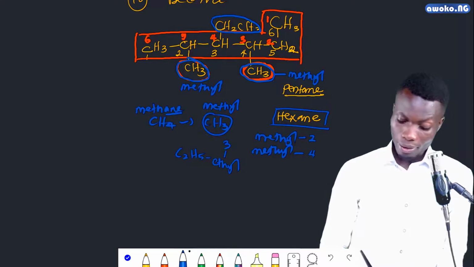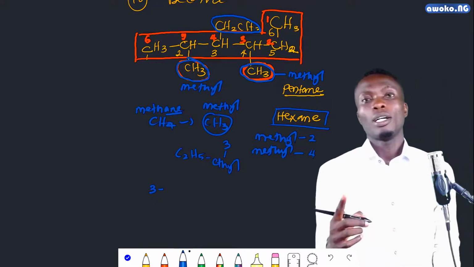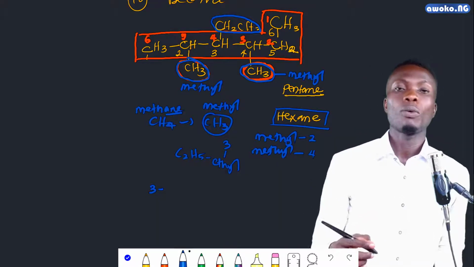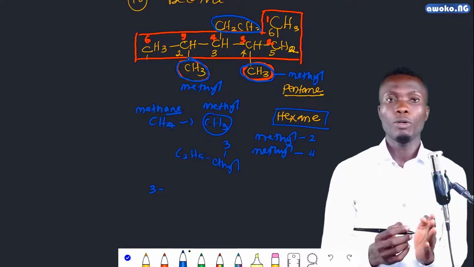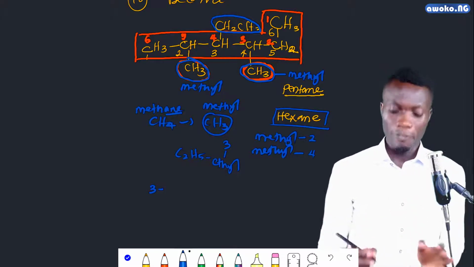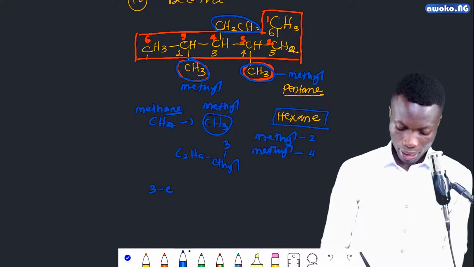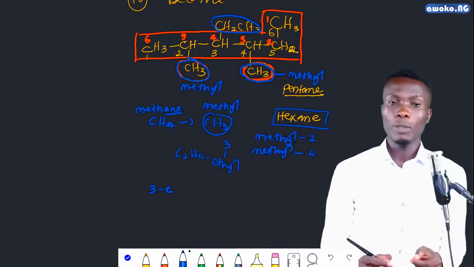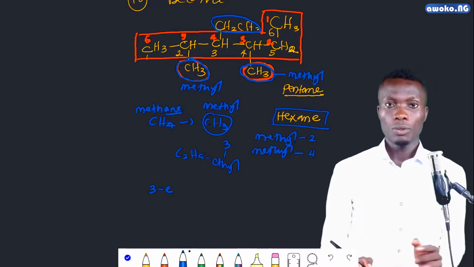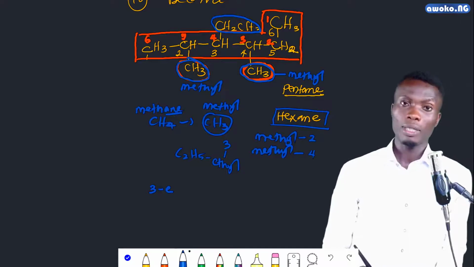We said ethyl will come first, and ethyl is on position 3. So we now have 3-ethyl. Now, another rule in organic chemistry is that while naming, you separate a number and an alphabet with a hyphen. For example, now I have 3-ethyl. You can see a hyphen between the 3 and the E. So the hyphen must be there for that organic chemistry to be correct.